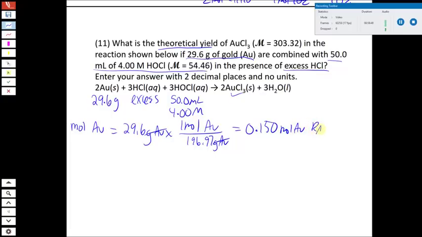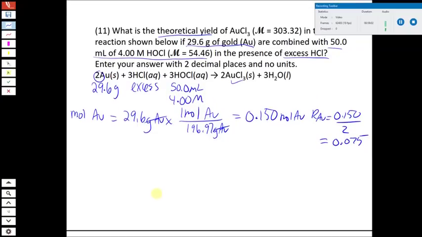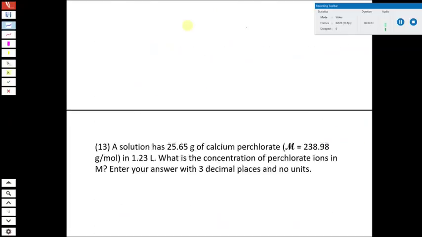And the stoichiometric ratio then is that number divided by the coefficient. The coefficient in the balanced equation is 2, so it's going to be 0.075. So the stoichiometric ratio for gold is 0.075. We do the same thing for the other reactant that we know the quantity of, which is HOCl. That would be hypochlorous acid.